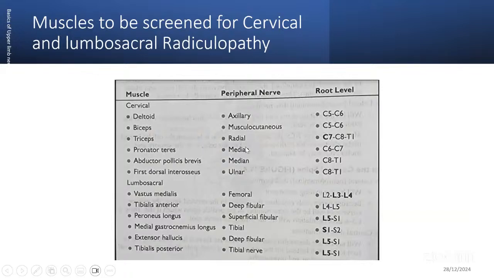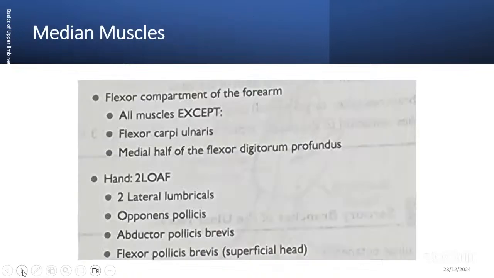The median nerve, which is supplying the pronator teres, C6, C7 roots. Triceps radial, biceps musculocutaneous, deltoid axillary. So there are different nerves here, axillary and musculocutaneous, but the roots are the same. Similarly, the roots are the same here, C6 and C7. C7 root you can see in pronator teres and triceps. So when you select for EMG, we have to understand the root values and the nerves which we commonly test.